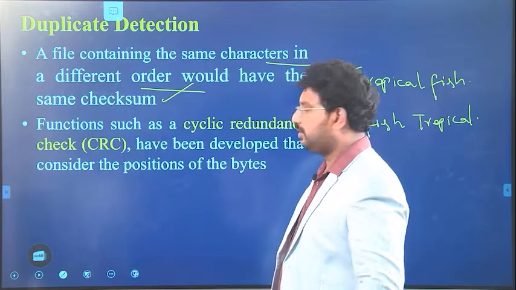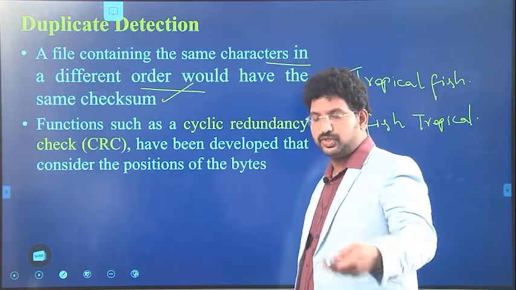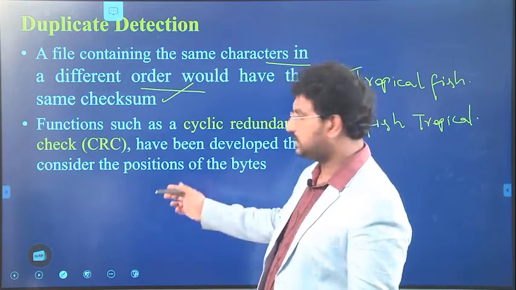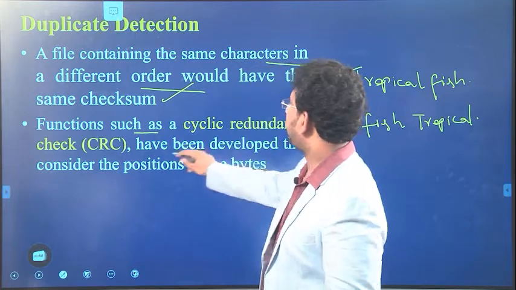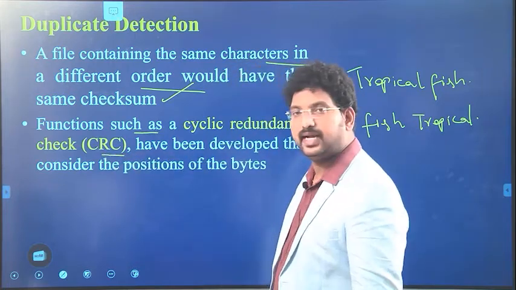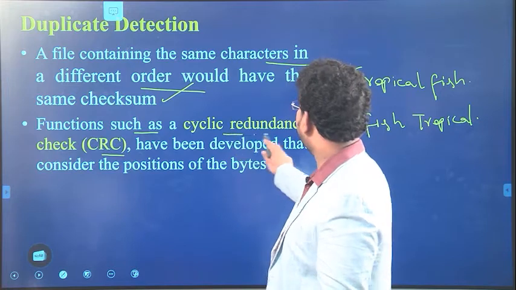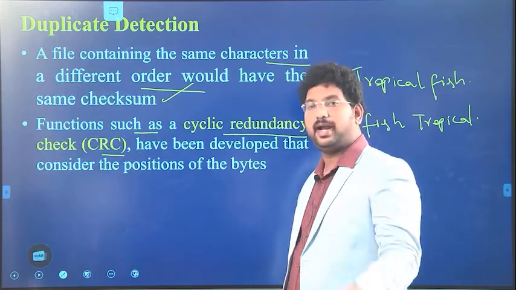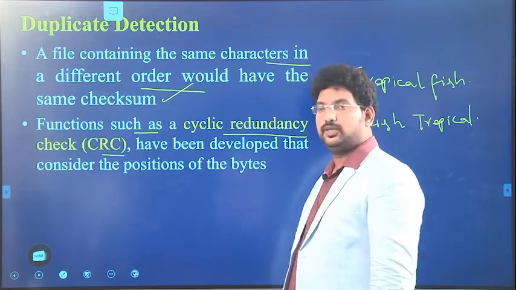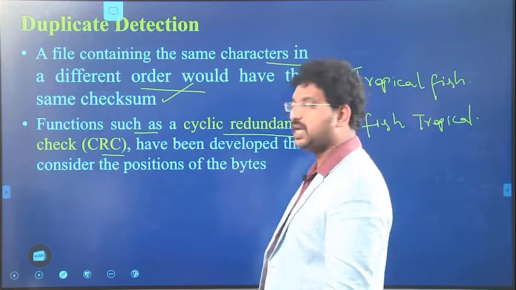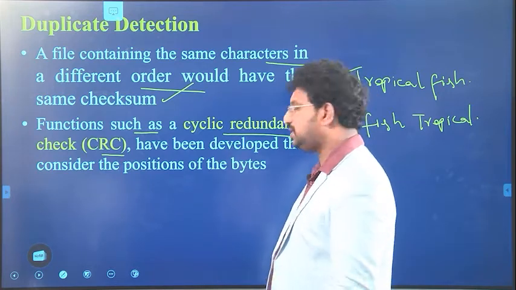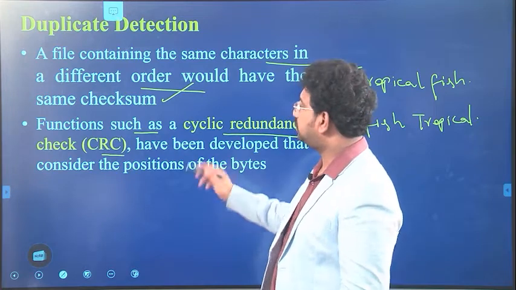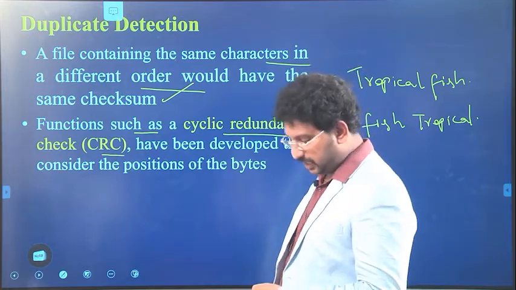Next, there are some more functions which are used for checksum-based duplicate detection, such as CRC, which is simply abbreviated as CRC. We call it a cyclic redundancy check. These functions have been developed that consider the positions of the bytes, and accordingly it is going to be processed. So this is also one of the techniques, the cyclic redundancy check.